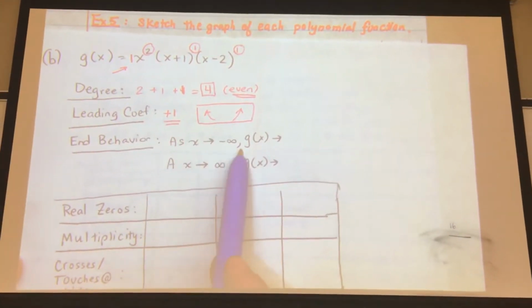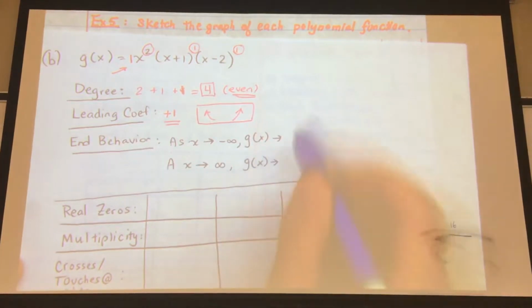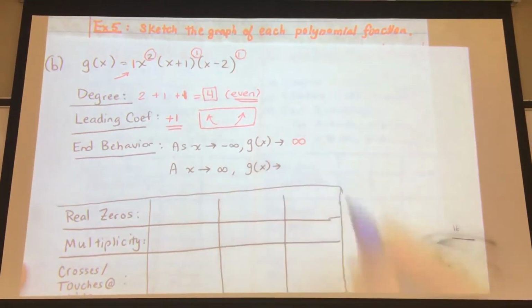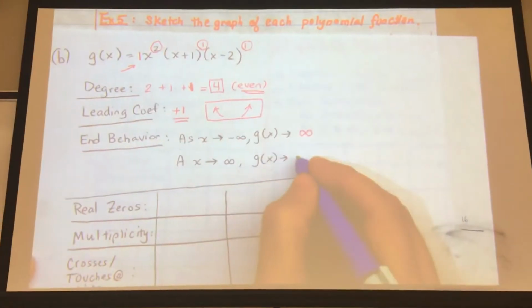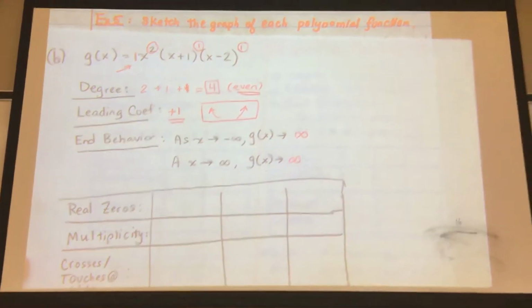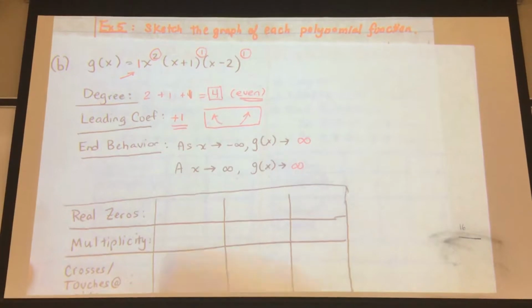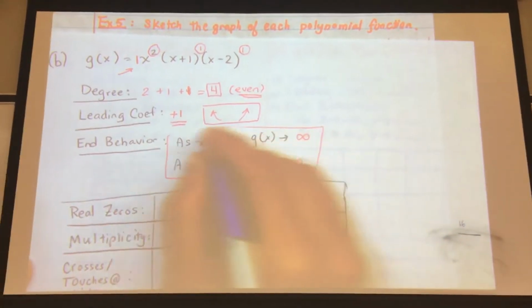As x goes to the left forever, g of x, my y value goes positive infinity, up forever. As x goes to the right forever, my y value, g of x, goes positive infinity, up forever. Okay, so this is all going to have to be provided by you going forward.